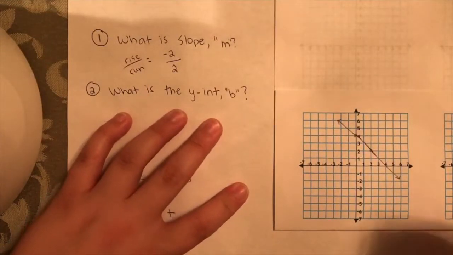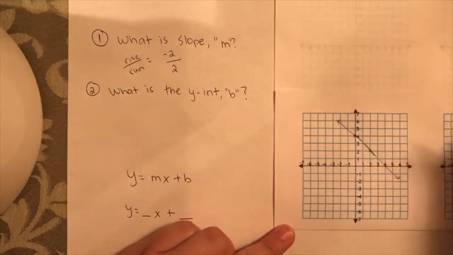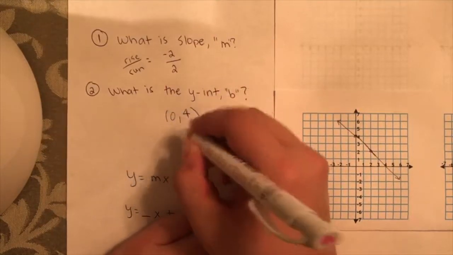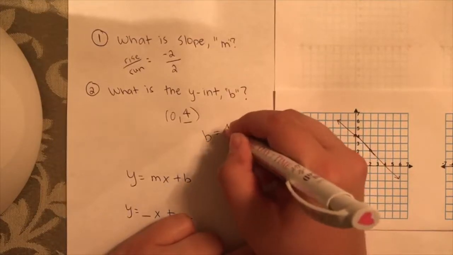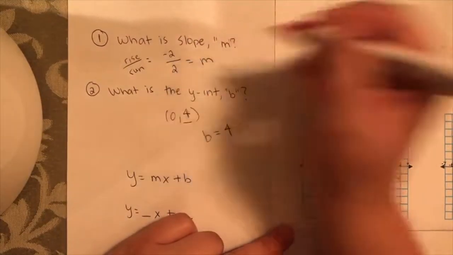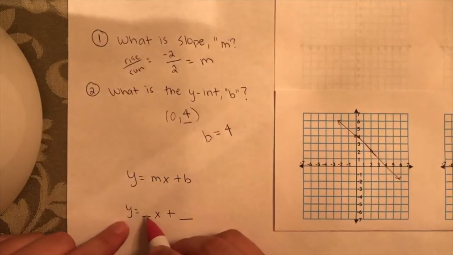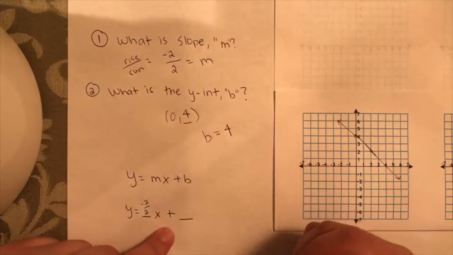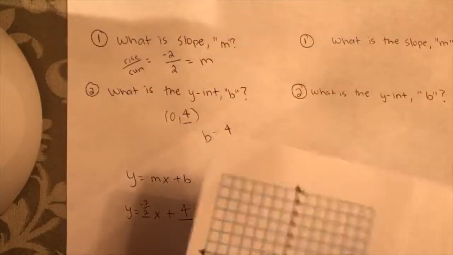And what's the y-intercept? Where does it cross the y-axis? Right here. And what is that point? That point is (0, 4), right? So the 0, this is really the b, right? So b equals 4. This up here equals m. So all we have to do is replace them down here. So y equals, what is the m? Negative 2 over 2, and the b is 4. Great. One more example, and then we are finished.